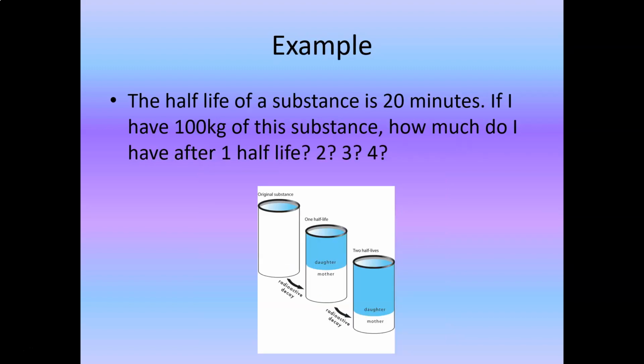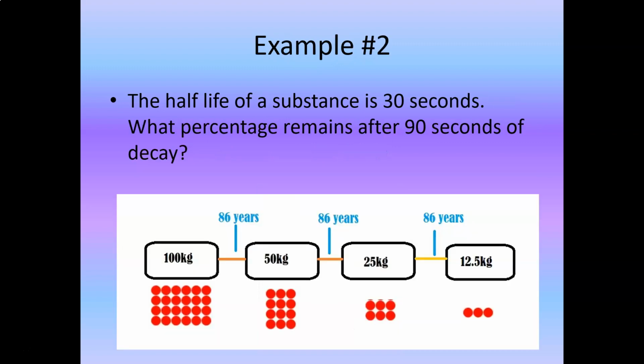Another example is if we looked at the half-life of a substance and you're told it's 20 minutes. And if you have 100 kilograms of that substance, after one half-life you would have 50. After the second half-life you would have half of 50, or 25. After the third half-life you would have half of 25, or 12 and a half. And it goes on and on and on. The parent or mother atom is the original atom, and the daughter nucleus is what it has decayed into.